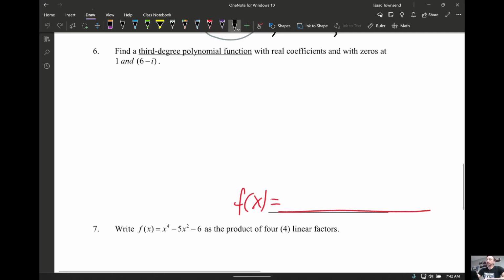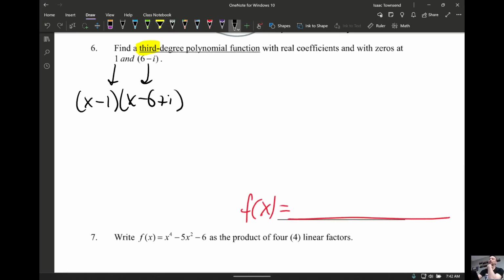So if I change these zeros into factors by doing x minus and distribute, if I multiply these two together, I'm only going to end up with a quadratic. So why does it say third degree polynomial? You have to have your conjugate. Right, so once again, imaginary zeros always come in conjugate pairs. And that's not just a Fayetteville High School thing. You'll see in the book, they do the same thing to you. They'll give you one and expect you to know the other.